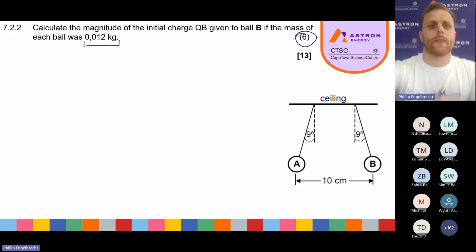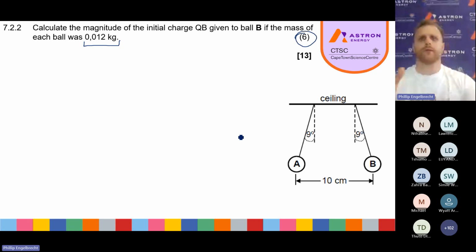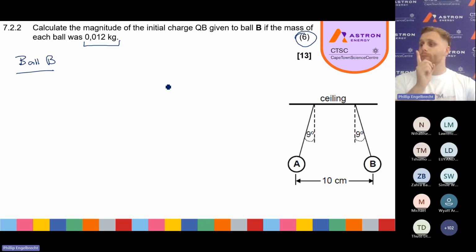So, let's see. I moved a bit too high. There we go. Let's look at ball B. So this is ball B. Remember what I said? I said your best friend for this are your force diagrams. So let me just draw one. So this is a little force diagram for ball B.